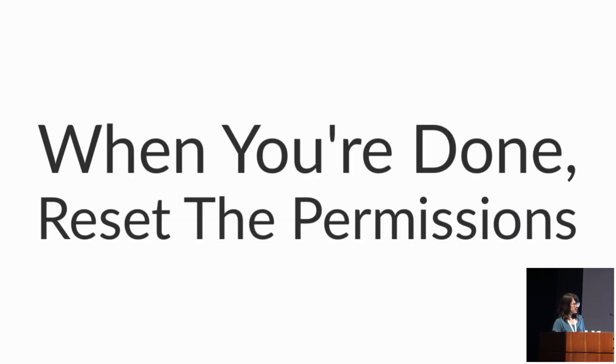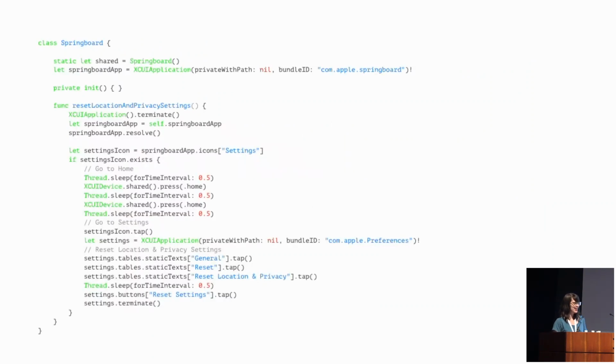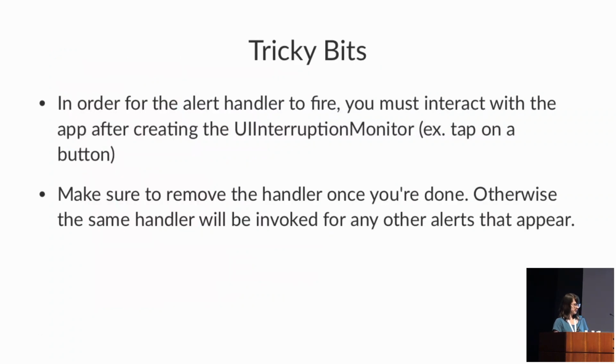When you're done, you need to reset the permissions. Between tests, you can delete the app via the Springboard in the teardown phase. Springboard is the standard application that manages the iOS home screen. It's like the mobile version of a desktop. One important thing to note about this code is that it makes use of a private XCTest header.